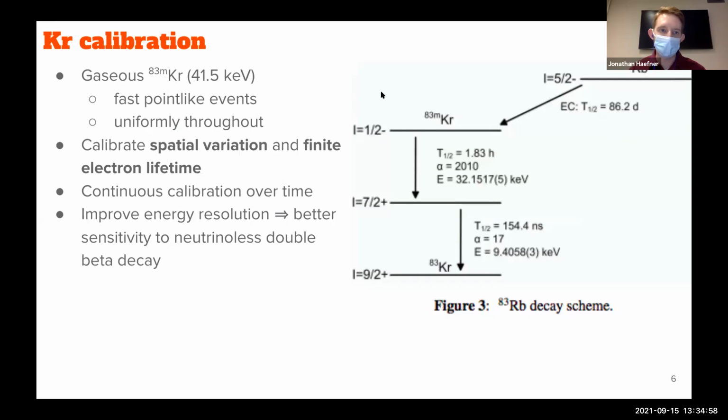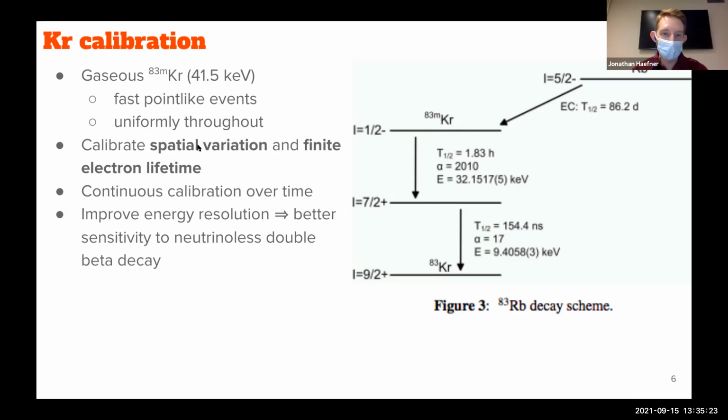Krypton is a gas. We get radioactive gaseous krypton from the decay of rubidium-83. It deposits fast, point-like events at 41.5 keV uniformly throughout our detector. It has a short lifetime and a low energy, which means there's no long-term contamination that could potentially mess with our sensitivity.